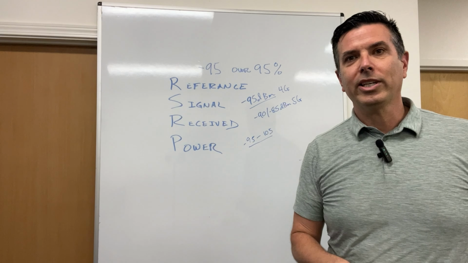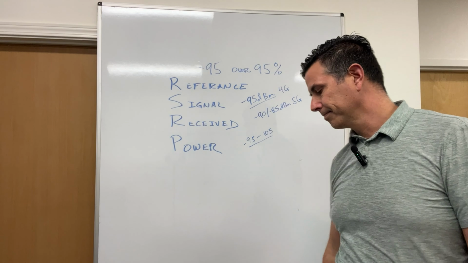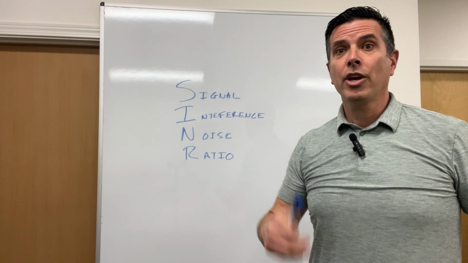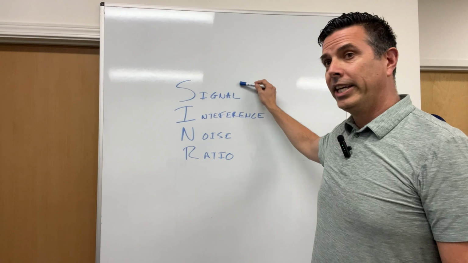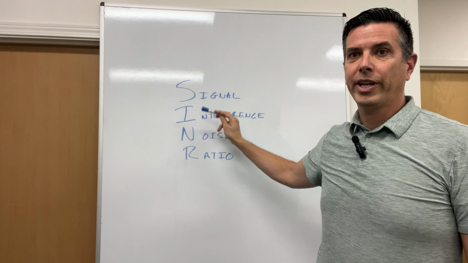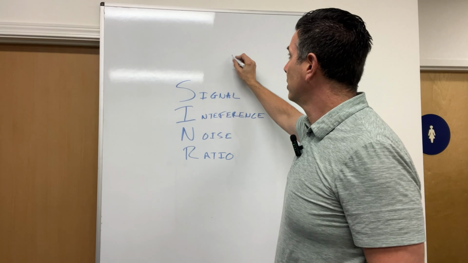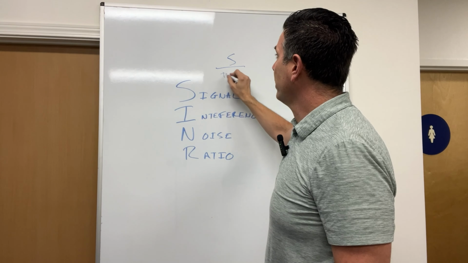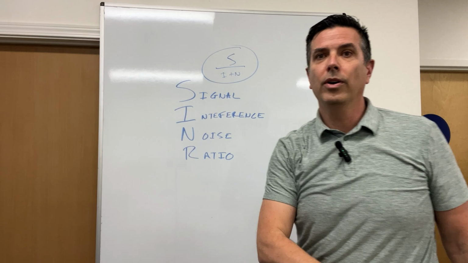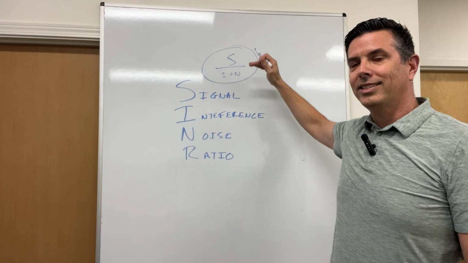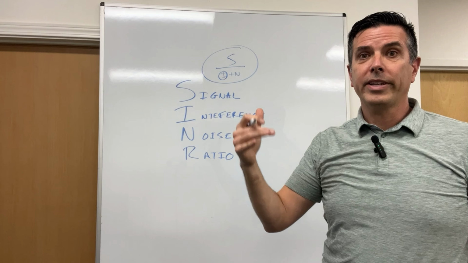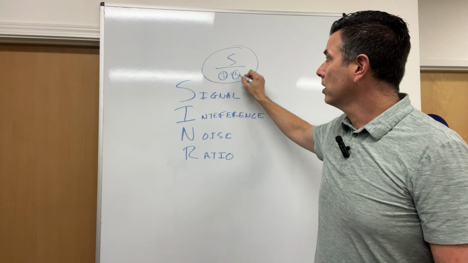So let's take a look at SINR next. Okay, SINR. Very simply, SINR is the quality of your signal. It is the signal to interference and noise ratio. You have your signal, over interference plus noise. That is your SINR. It is a ratio of the signal you want to the stuff you don't: any interference from co-channel or neighboring cell sites, and noise.